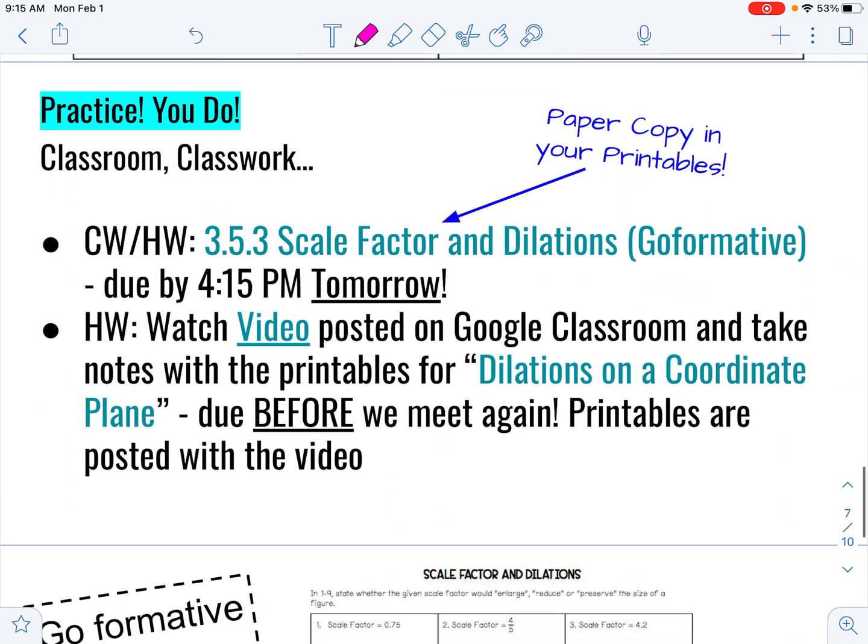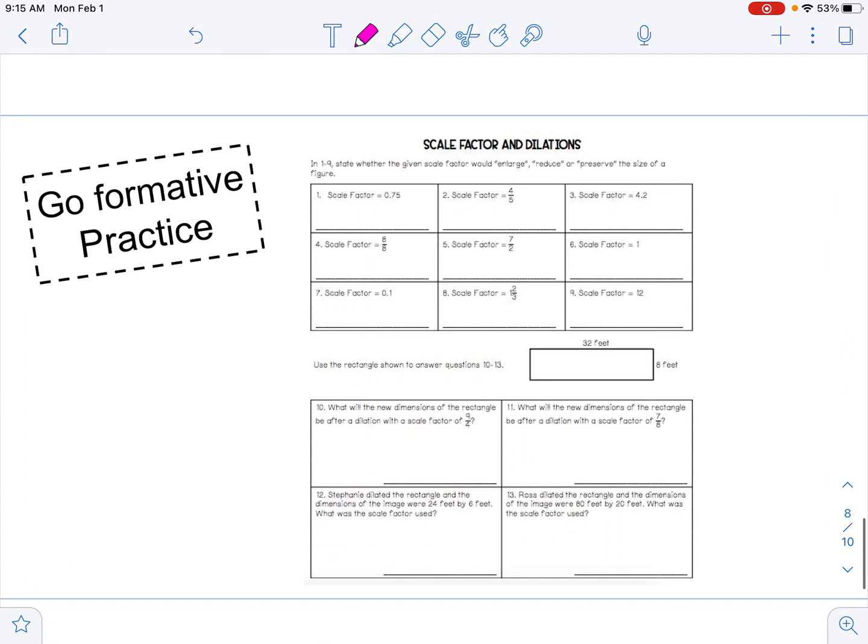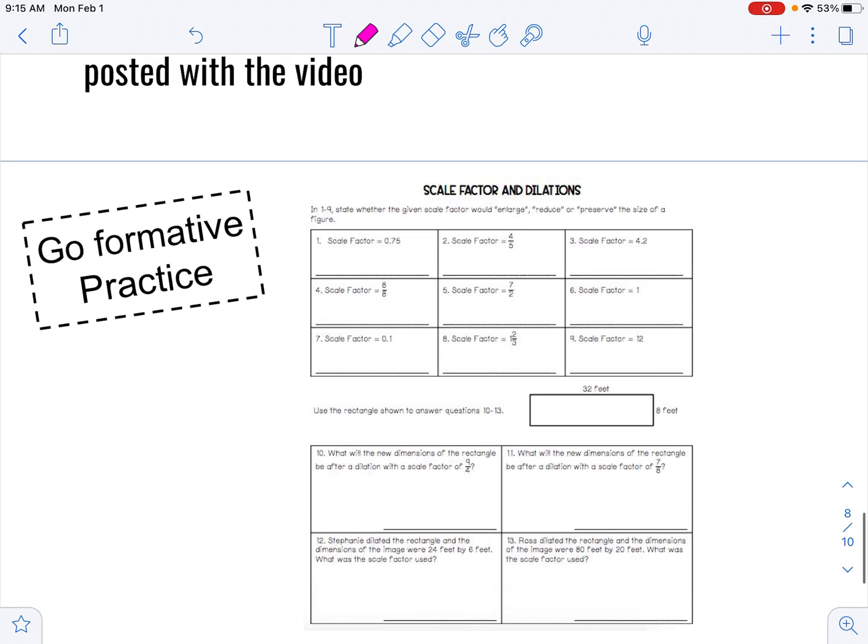All right, here's what you guys are going to work on now. You've got one assignment that goes along with this. You have the printable available to you if you want to use it, but it is on Go Formative. So 3.5.3, scale factor and dilations, Go Formative. If you want the printable, this is what it looks like. If you want to work it out on paper first, feel free to do so. Make sure you put your answers in the Go Formative for me.